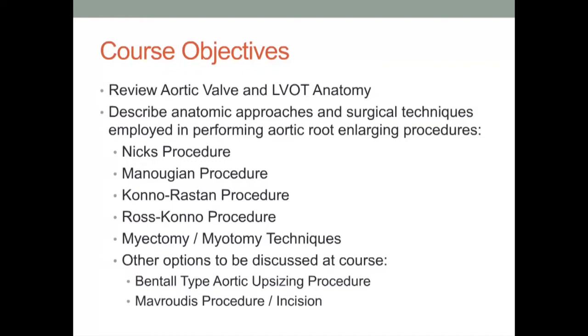We will focus upon posterior enlarging techniques such as the Nix and Manougian procedures, as well as anterior enlarging strategies including the Konno-Rastan aortoventriculoplasty as well as the Ross-Konno aortic valve replacement procedure. Any discussion of root enlargement procedures also requires an understanding of myectomy and myotomy anatomic considerations and techniques for the left ventricular outflow tract. Finally, at the course itself, some other options including the Bentall type aortic upsizing procedure as well as the Mavrudis procedure will also be discussed and described.